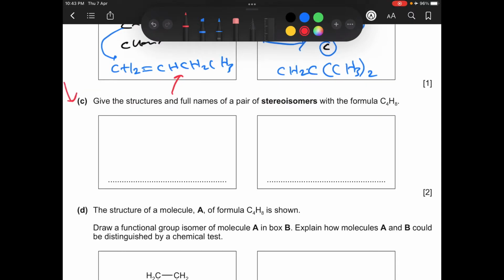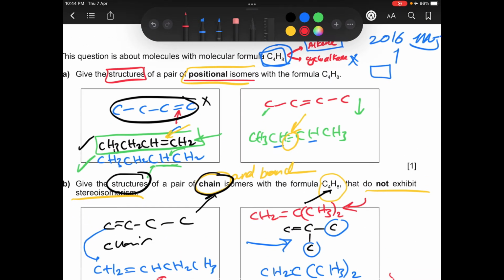The question asks for the structures and full names of the pairs of stereoisomers of C4H8. So we just remember something. This is a butene, and you could draw it and put the double bond in the second carbon or in the first carbon. But if you're dealing with stereoisomers, you have to take the form when the double bond is in the second carbon, not in the first carbon.